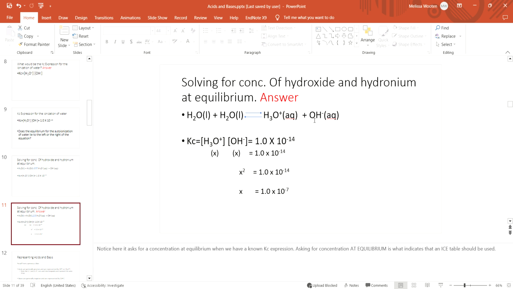It's just asking you for these concentrations. And these concentrations will be the same because of the 1 to 1 ratio, so we'll represent both of those by x. And we will set it equal to the Kc expression. Then we have x squared equals 1.0 times 10 to the negative 14th. When we take the square root of both sides, you will have 1.0 times 10 to the negative 7th. And that is the concentration of hydronium and of hydroxide.